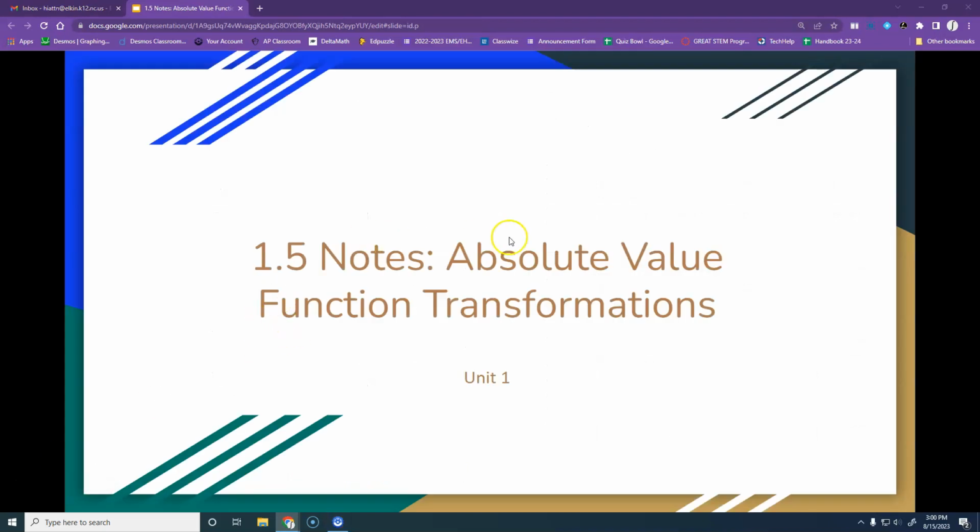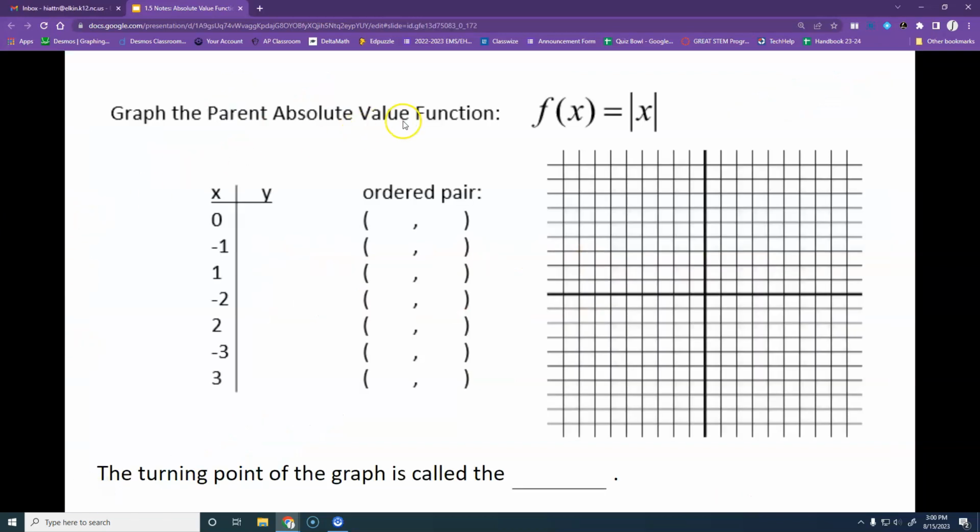Okay, today we're going to look at absolute value function transformations. So the first thing we need to do whenever we're looking at transforming graphs is we need to know what the parent function looks like. So our parent function for absolute value is just your basic absolute value of x graph.